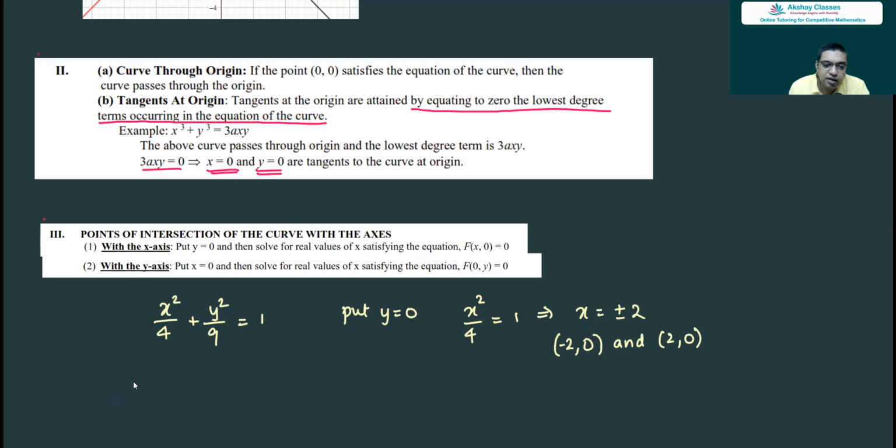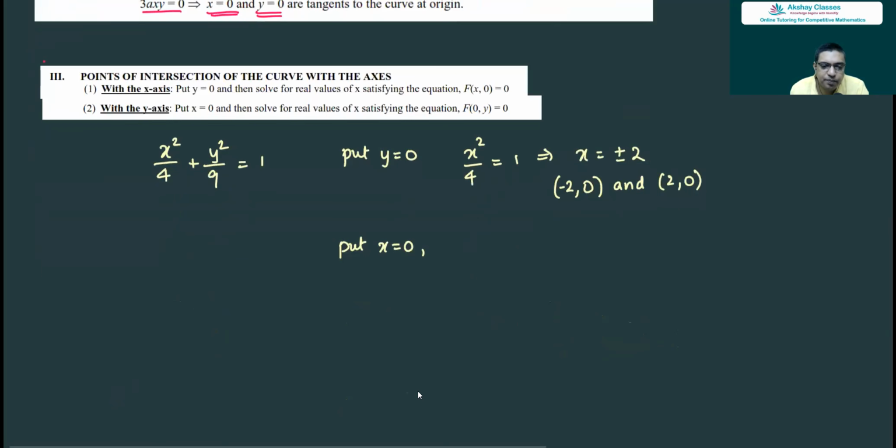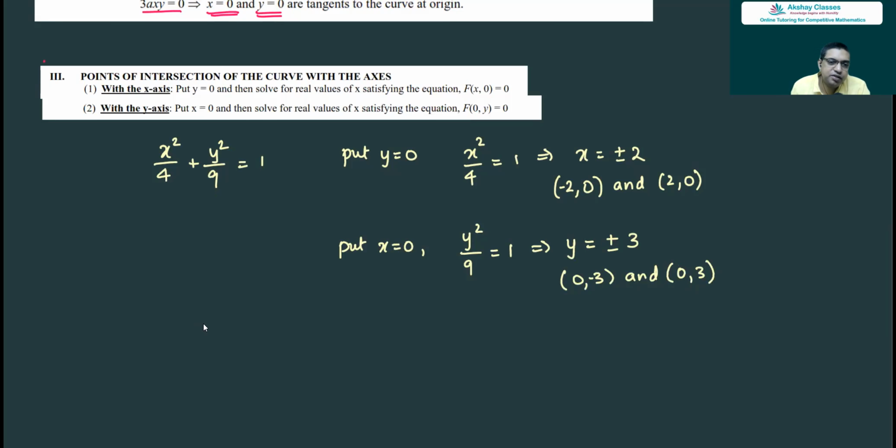Okay. Now, if I want to find out where it cuts the y-axis, I have to put, y-axis has x coordinate 0. So put x equal to 0. Then we are left with y square by 9 equal to 1, which means y square is equal to 9 and y will be plus or minus root 9, which is 3. So the curve cuts the y-axis at 0 comma 3 and 0 comma minus 3, at 2 points.